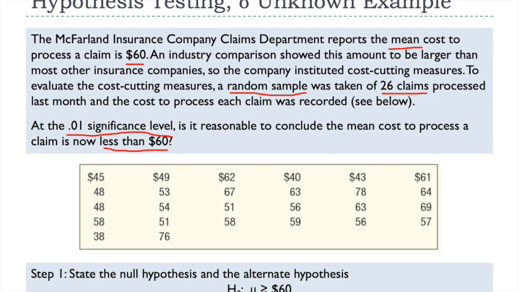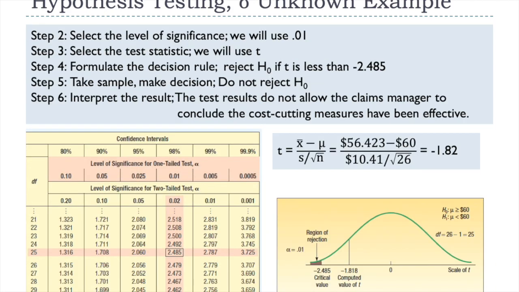So first, step 1, again, same 6-step process. State the null hypothesis and the alternate hypothesis. So our null hypothesis is that the mean is either greater than or equal to 60, in which case we're doing worse in terms of our cost cutting. And then the alternative is that it's less than 60. So we're going to use a level of significance here again of 0.01. And for our test statistic, we can't use a Z because we don't know the population standard deviation. So we're going to use a T.